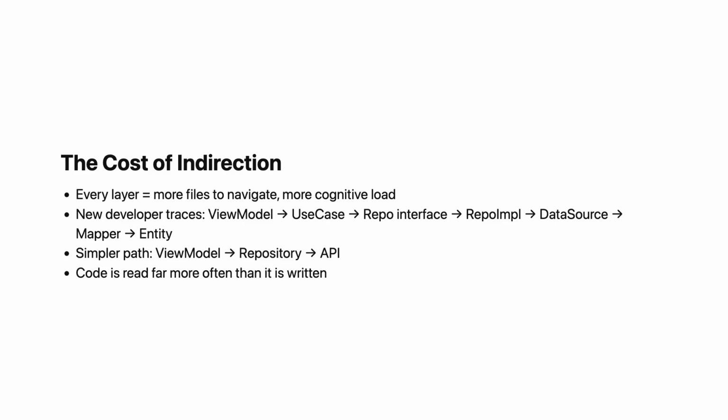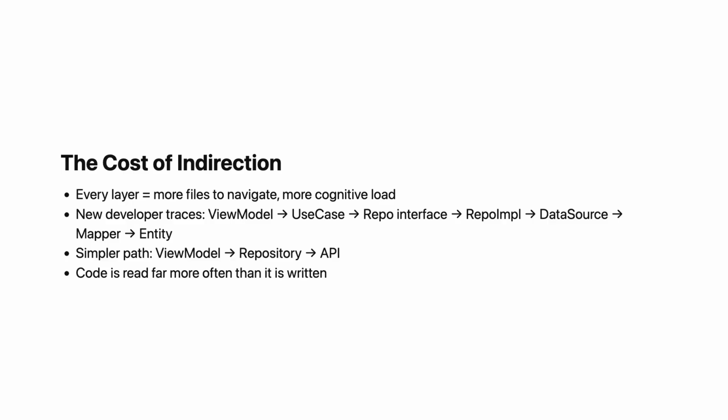So what do I actually recommend? Start simple. View model, repository, data sources, 2 model types, the API or database model, and your domain or UI model. 1 mapper if the shapes differ significantly. No use cases unless you have genuine business logic to encapsulate. No interfaces for classes with a single implementation.